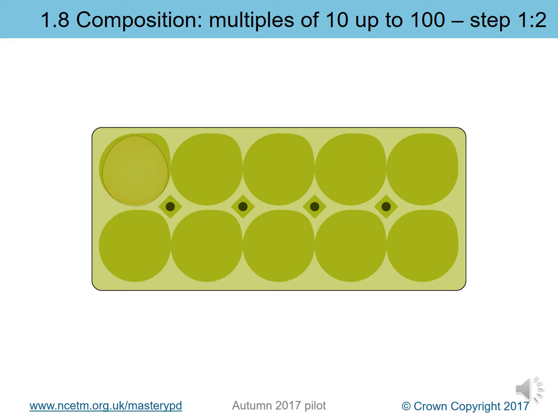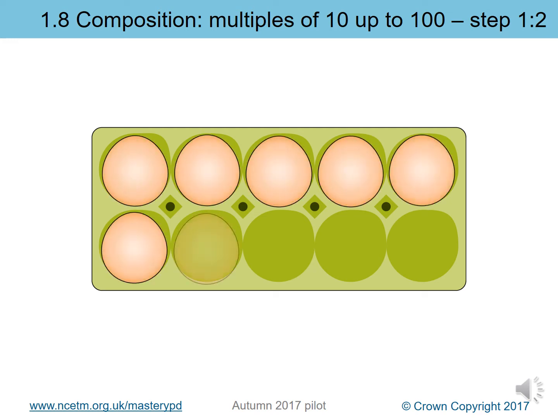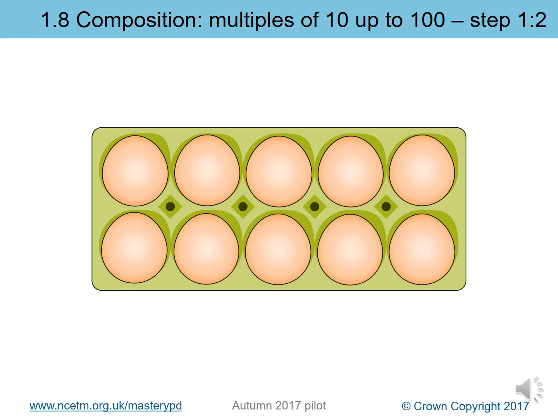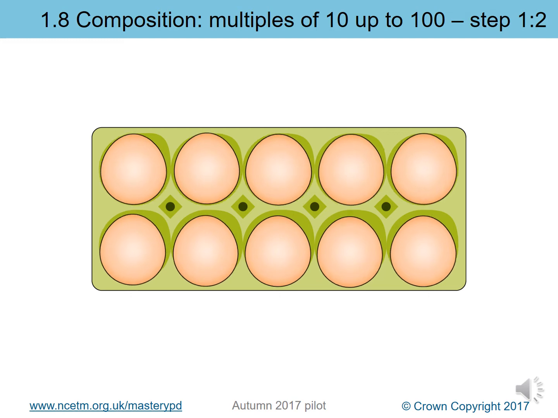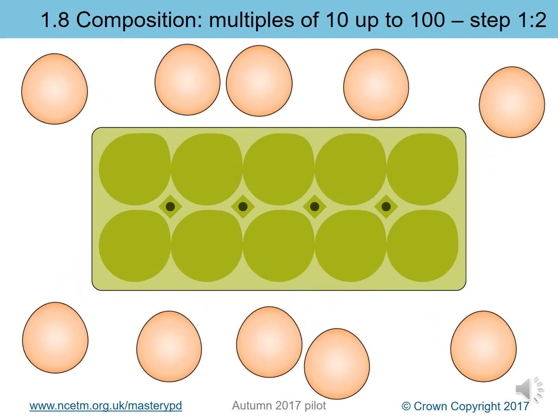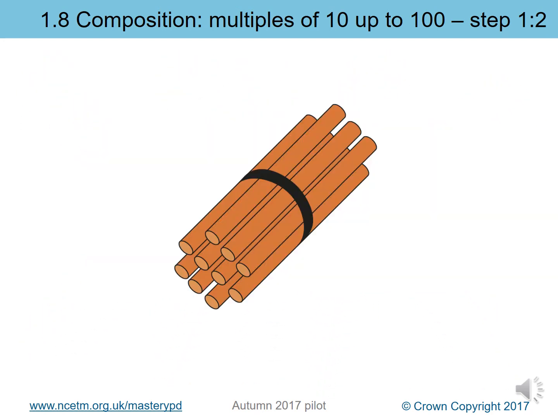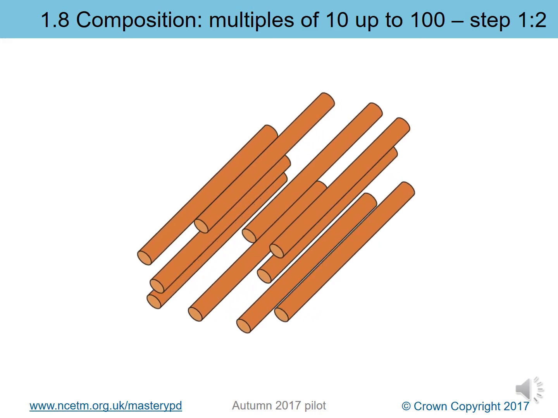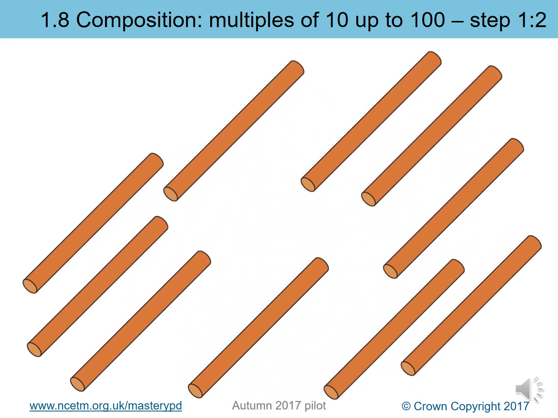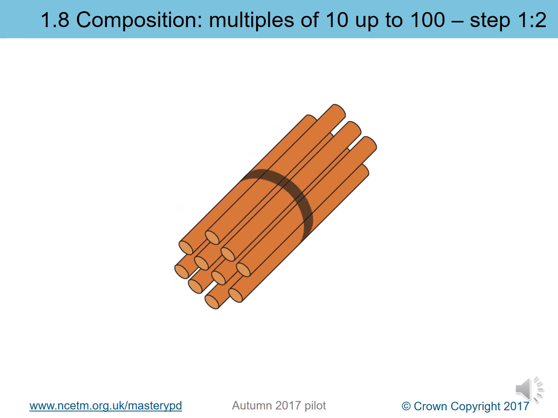So this time we've got some eggs. 1 2 3 4 5 6 7 8 9 10. So I've got 10 eggs. I've got one box of 10, haven't I? I've got 1 10. So although I've got 10 eggs, so like my 10 ones, I've got 1 10. 10 ones, 1 10. Here we have some sticks. I have got 10 sticks, which makes 1 10.